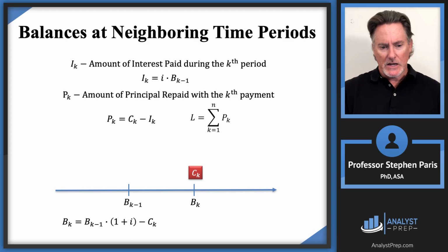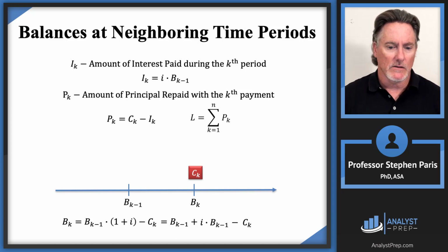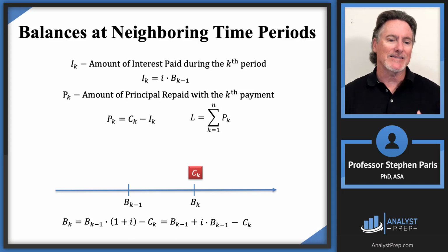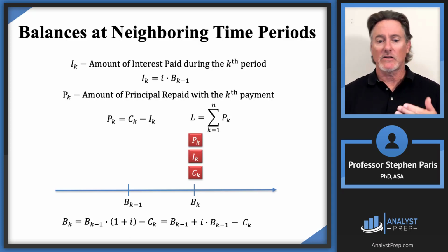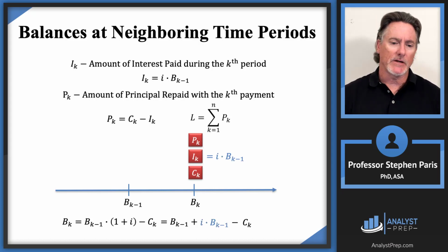And so what I want to do is this, in this last expression that you see there, distribute the cap B sub k minus 1 across that parentheses, and you get a cap B sub k minus 1 plus an i times a cap B sub k minus 1, and then minus the cap C sub k. And remember, the cap C sub k is the amount of the payment, and we could separate that into two pieces: the amount of interest that's being paid with that payment and the amount of principal that's being repaid in that payment. And the amount of interest being paid in that payment is you look at the balance at time k minus 1 and multiply that times i, and notice that I have that highlighted in blue because that shows up in that last expression.